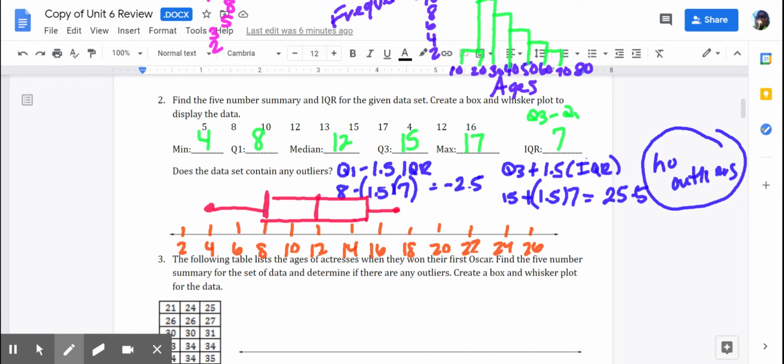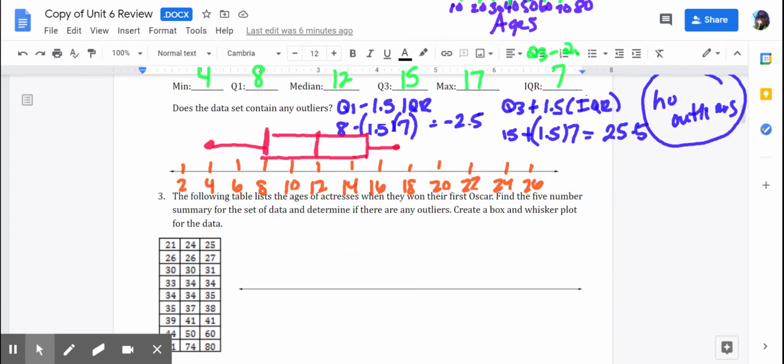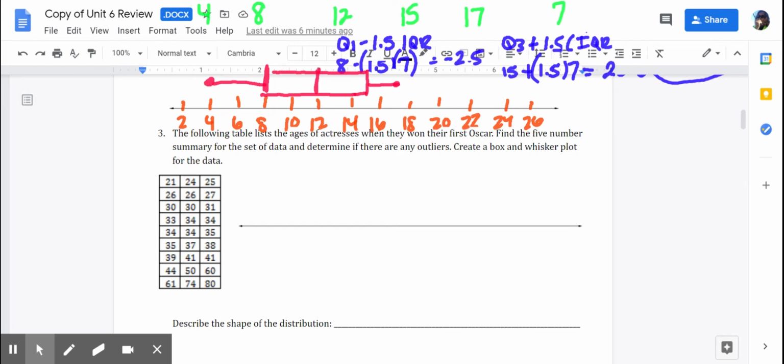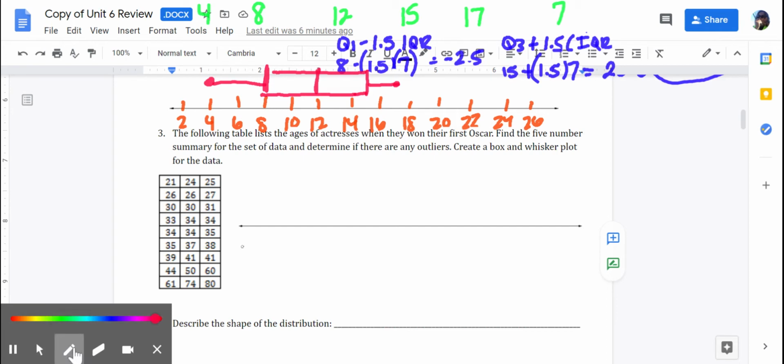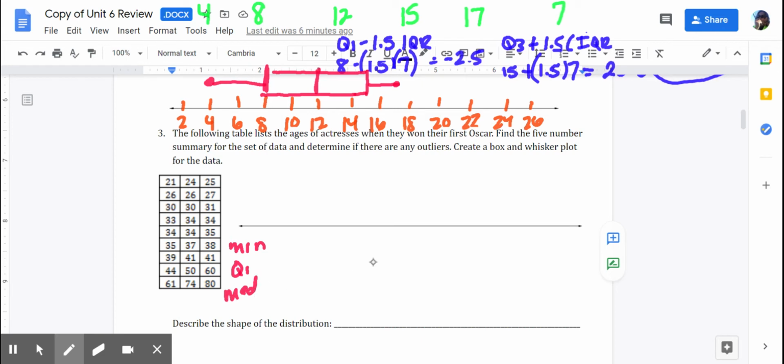For the next one, again, we're finding the 5-number summary. We're going to create a box and whisker plot, and then find if there are any outliers. So I'm going to take this time to take all these values, plug them into the calculator Desmos, and then we're going to find information for a 5-number summary. So minimum, Q1, median, Q3, max.